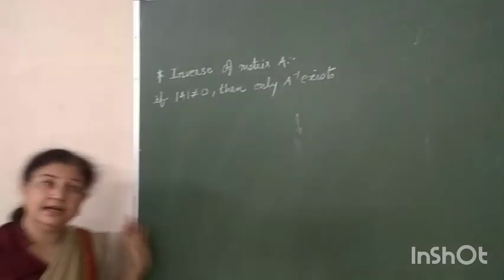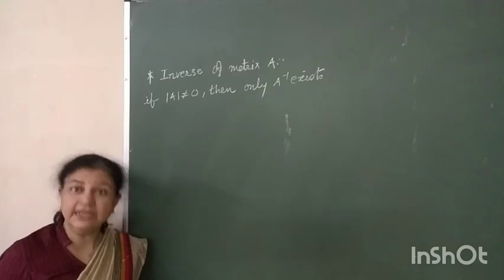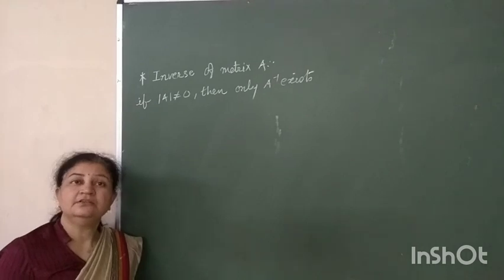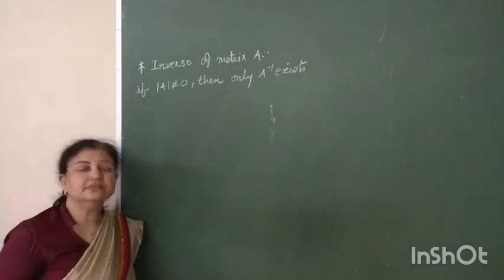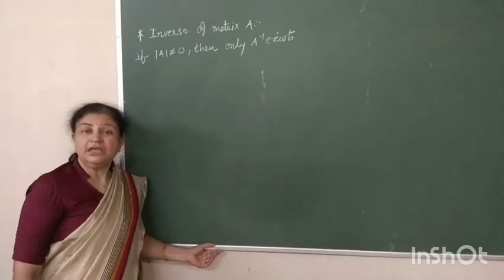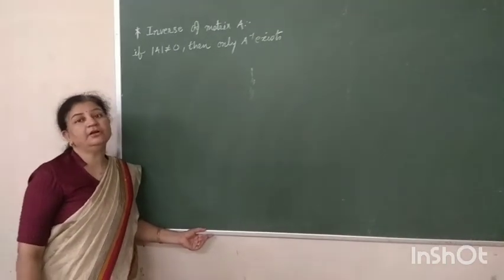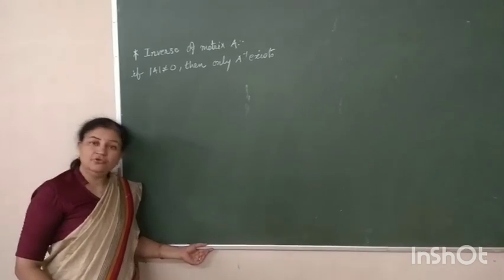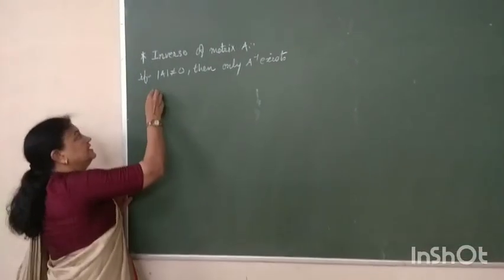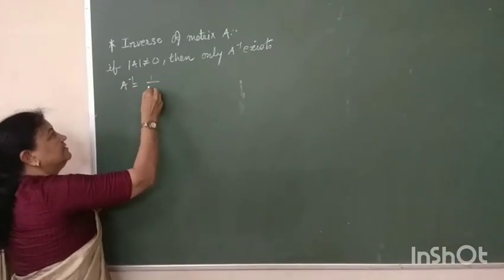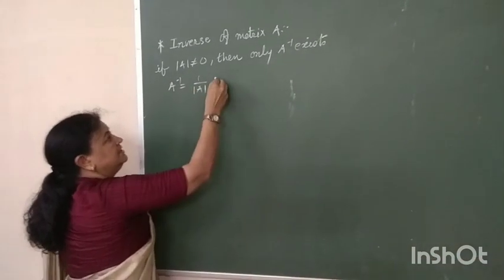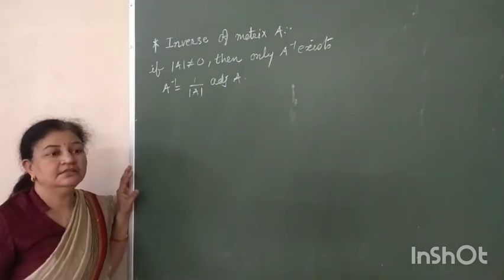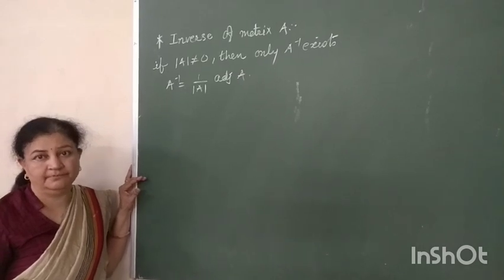So there is a condition to find out inverse. First of all, we have to check whether the determinant of A is 0 or not. If it is 0, then we are not able to find the inverse. If it is not equal to 0, then only A inverse is equal to 1 upon determinant A times adjoint of A. In this way we have the formula.